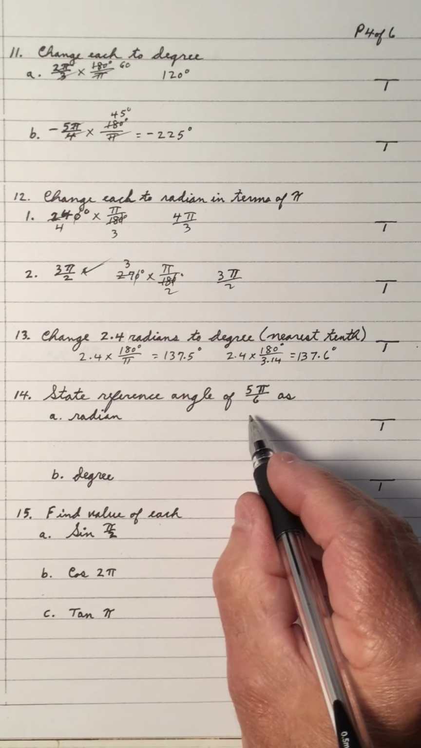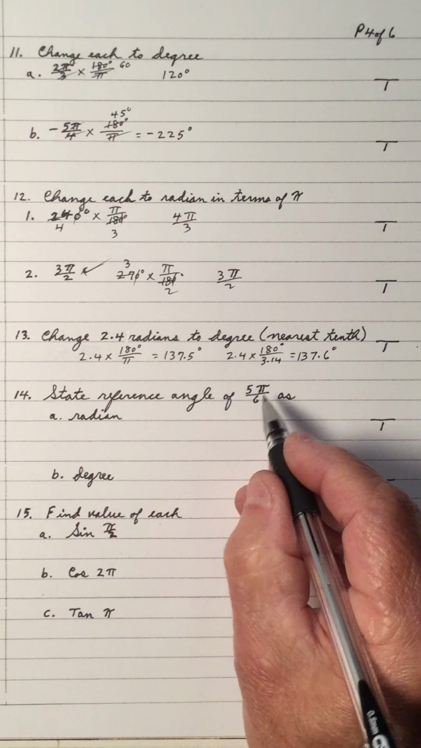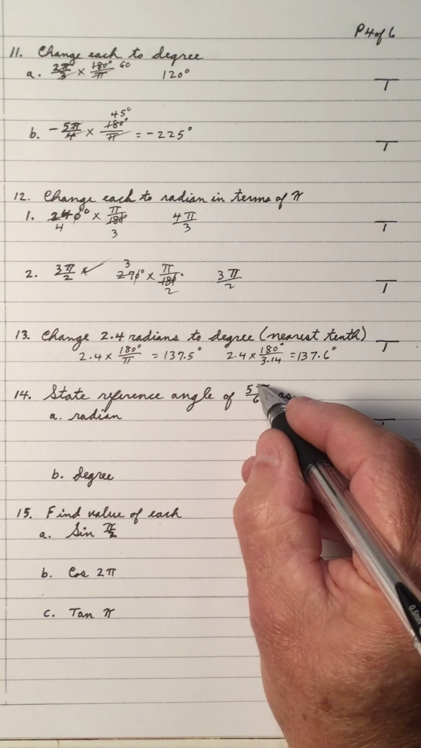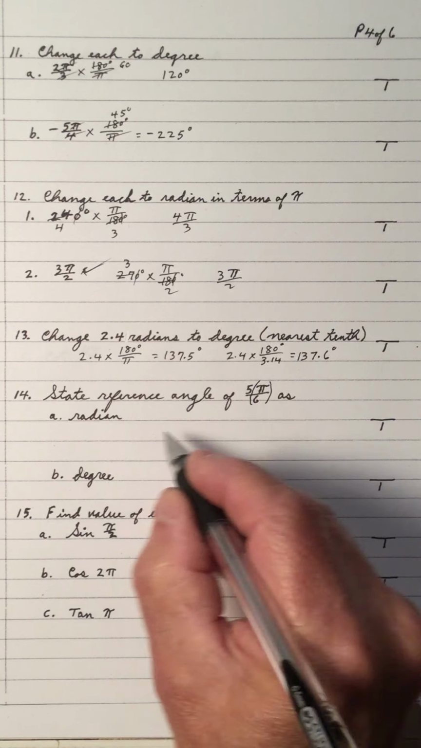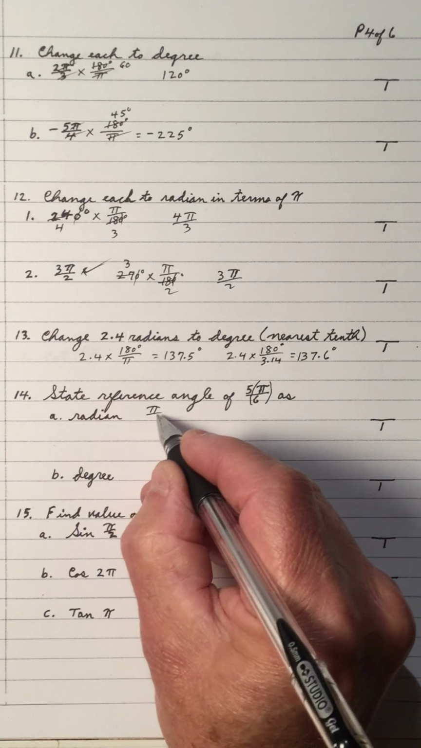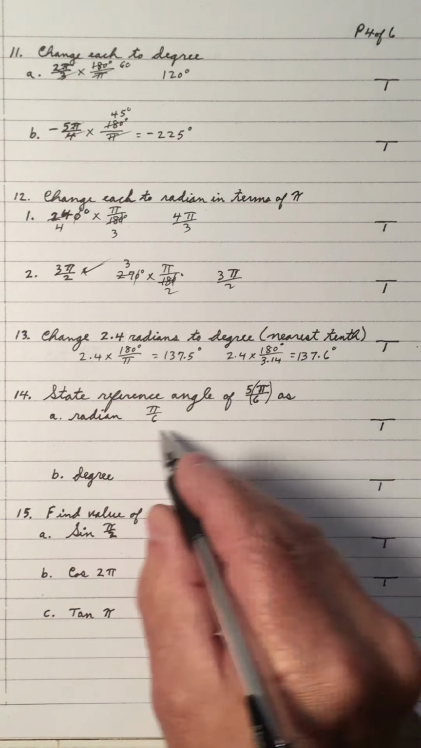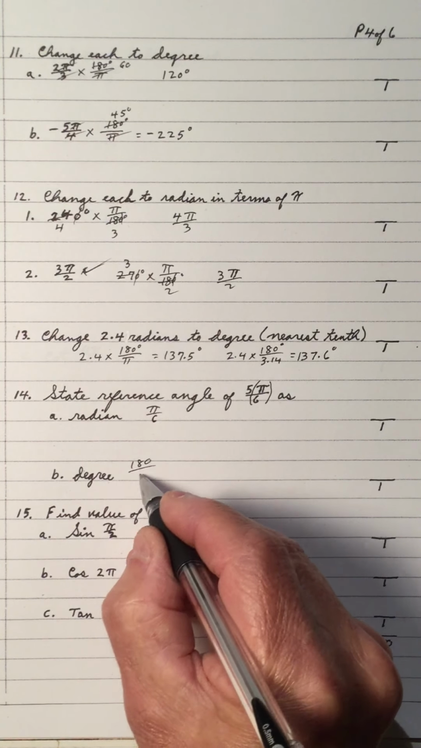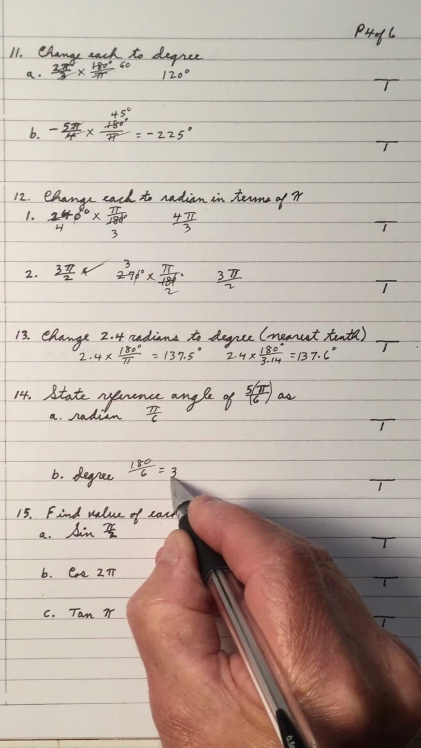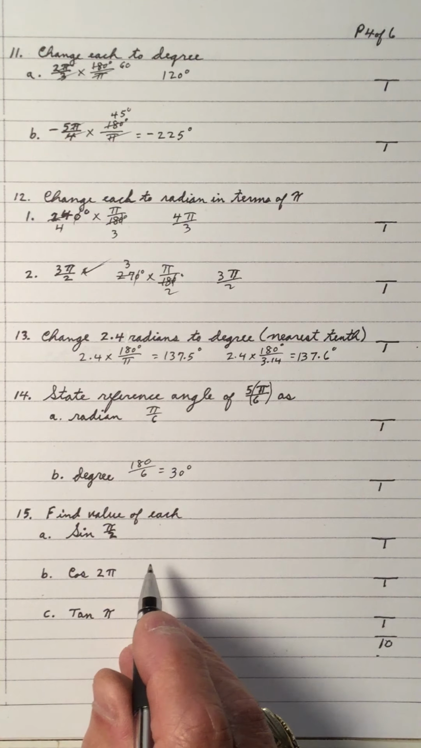14. State the reference angle for 5 pi over 6 in terms of a radian. Well, it's already over pi, so if you do that, that's your reference angle. And in terms of a degree, 180 divided by 6, pi over 6 is 30 degrees.